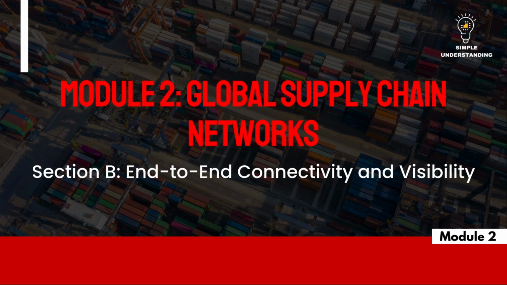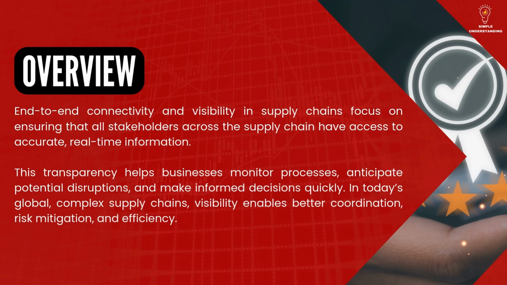Section B. End-to-end connectivity and visibility. Overview. End-to-end connectivity and visibility in supply chains focus on ensuring that all stakeholders across the supply chain have access to accurate, real-time information. This transparency helps businesses monitor processes, anticipate potential disruptions, and make informed decisions quickly. In today's global, complex supply chains, visibility enables better coordination, risk mitigation, and efficiency.